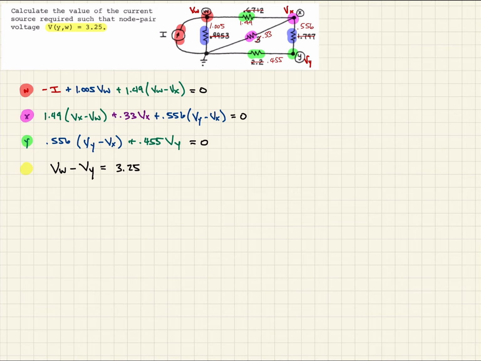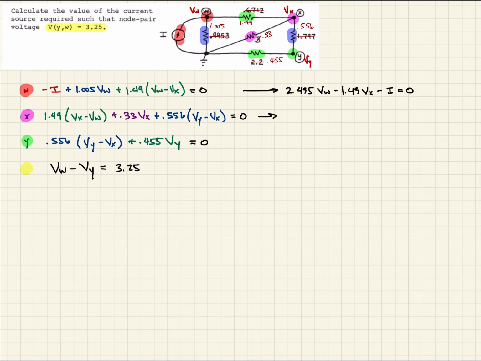Now if we multiply everything out and combine like terms, let's do that for each of these. For this first one, we'll have 2.495 VW minus 1.49 Vx minus I, and that's all equal to 0.